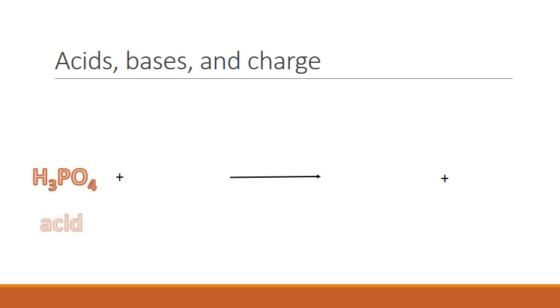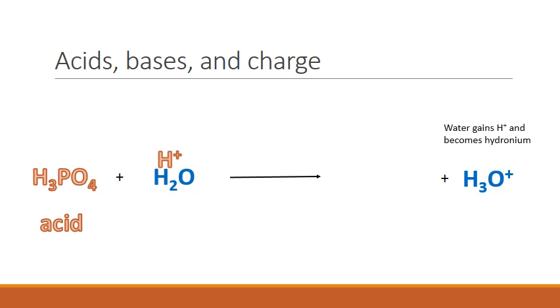We have phosphoric acid. It will donate an H+ to water, giving us hydronium, but then our other product is the dihydrogen phosphate. Notice that it has one less hydrogen and it has a negative charge. It started out neutral, then when it donates an H+, it has a negative charge.